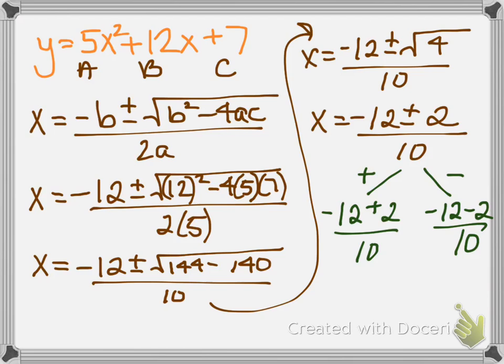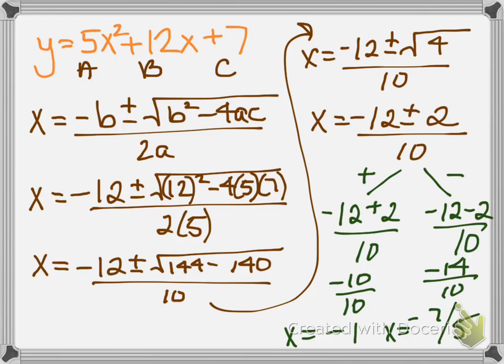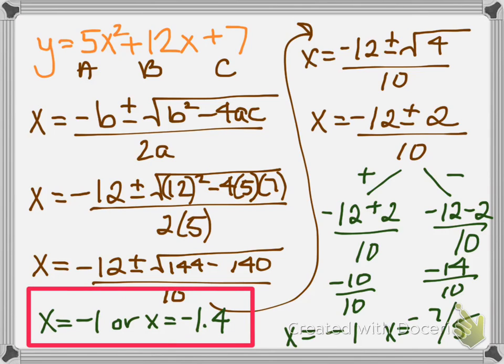So negative 12 plus 2 is negative 10 over 10, which is negative 1, so x is negative 1. Negative 12 minus 2 is negative 14 over 10, which is divisible by 2, so that gives me negative 7 over 5. Or I can write, what would that be, negative 1.4. So x equals negative 1, or x equals negative 1.4. Did you get those answers? Did you beat me? All right. So there's the first step, finding the zeros of the function.